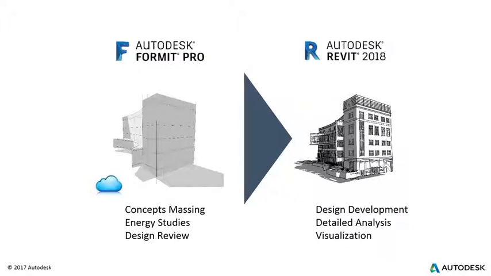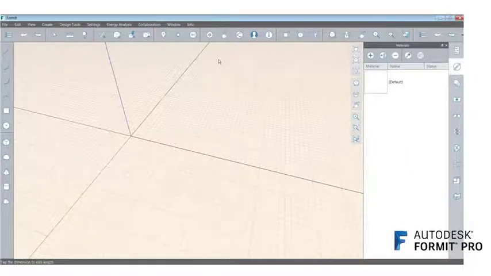So starting off at the design stage of a building, looking at this tool, FormIt Pro, and I'm going to demonstrate how this works now as well. So this allows you to create conceptual massing, perform energy studies, and to do design reviews through collaboration as well. And you're then able to push that information directly into Revit as well.